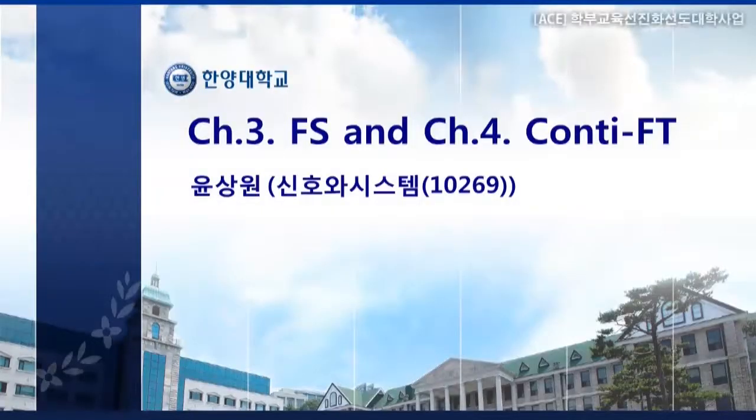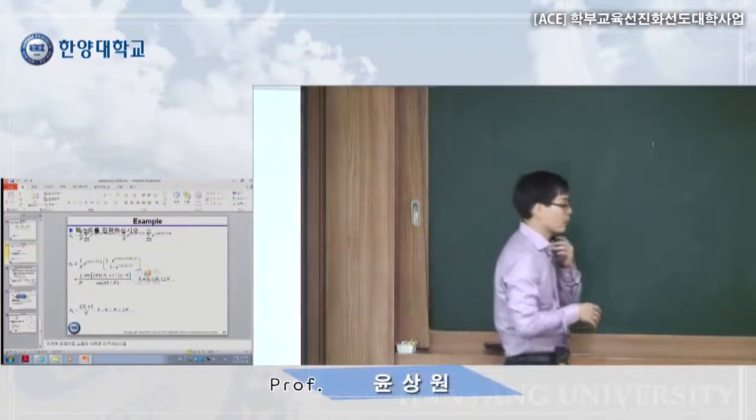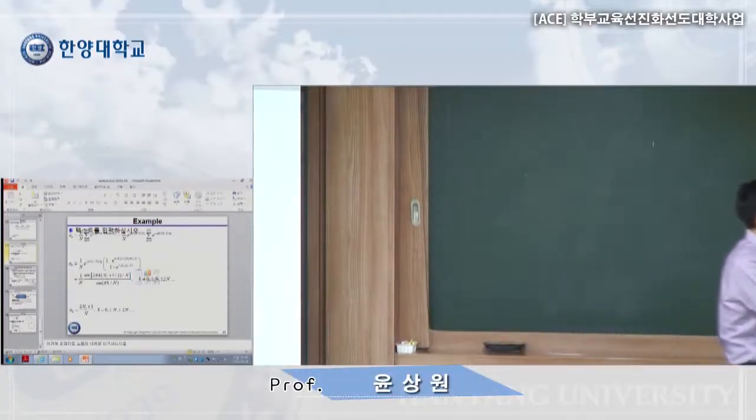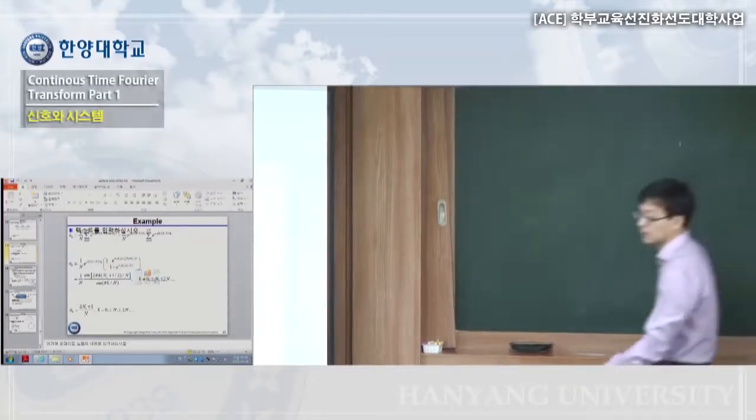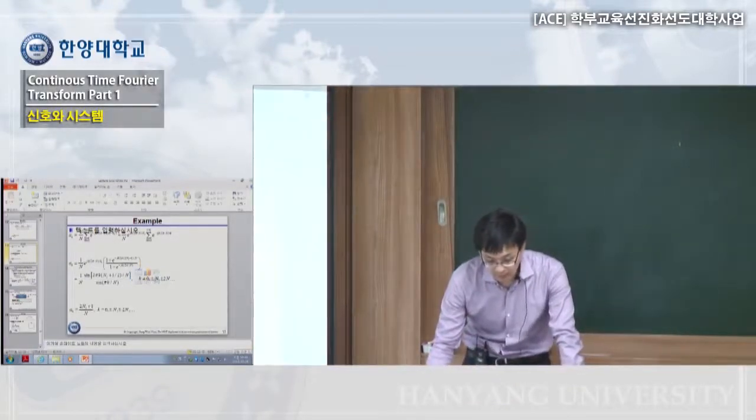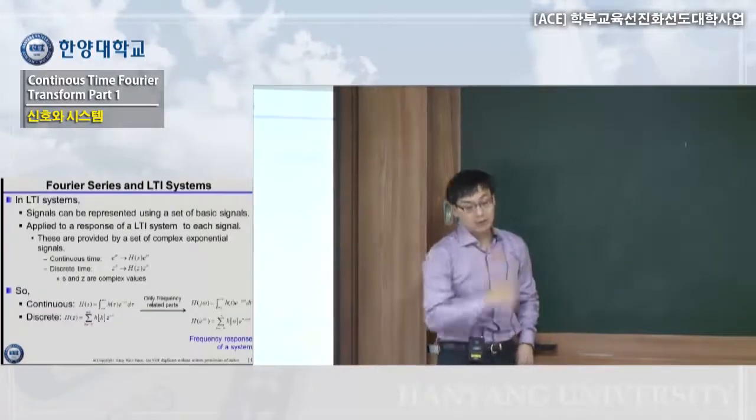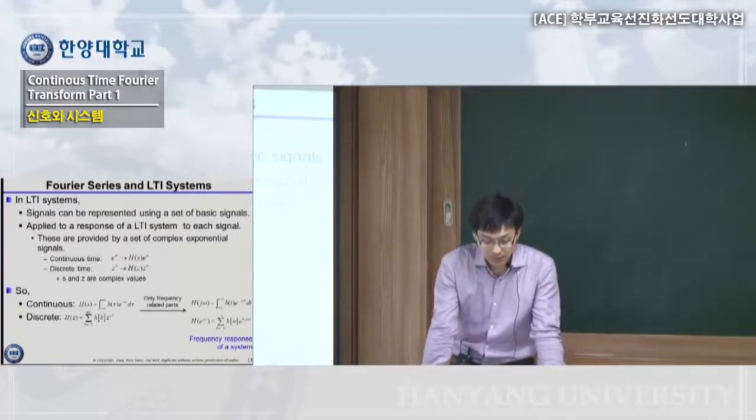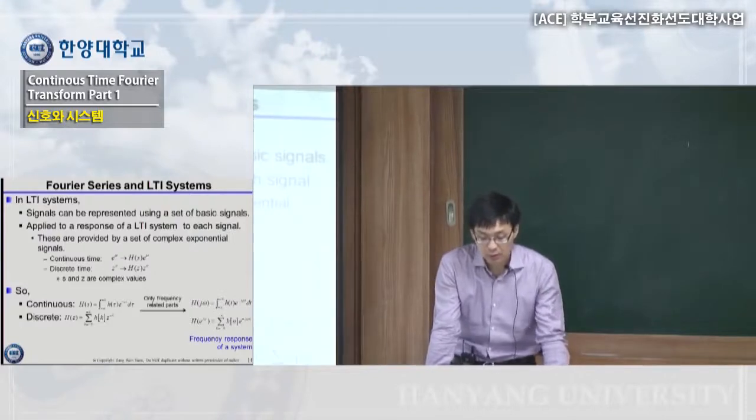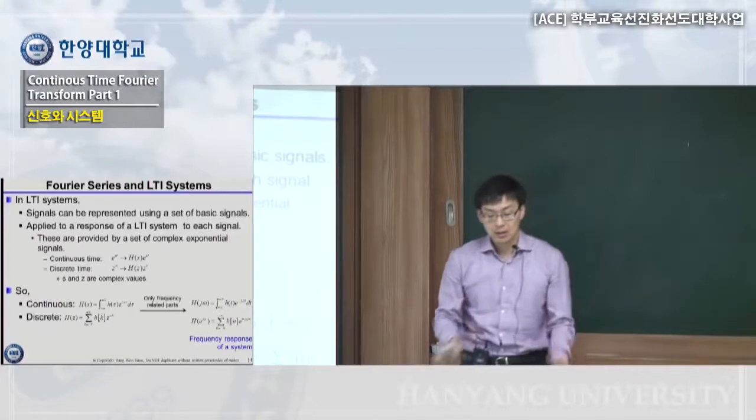Start again. We have talked about the Fourier series in the continuous time case and discrete time case beforehand. And then we will try to finish it today. So in linear time invariant system, page 14, part 2, in a linear time invariant system, a signal can be represented using a set of basic signals. That's a basic concept in Fourier series.